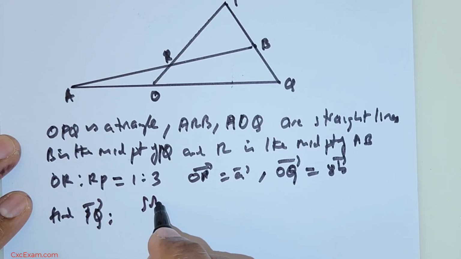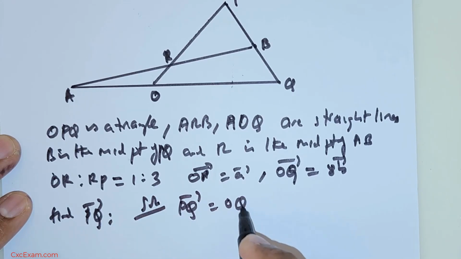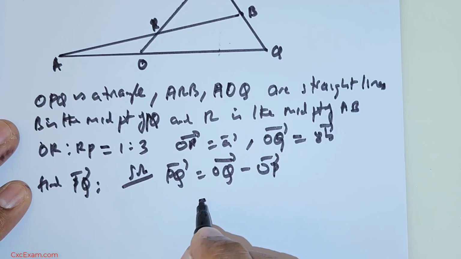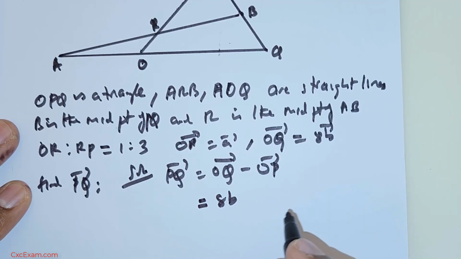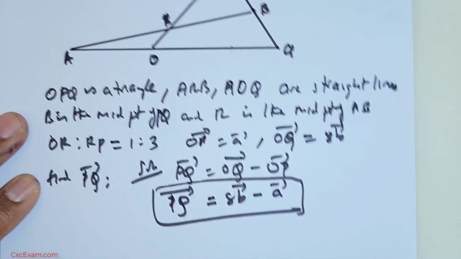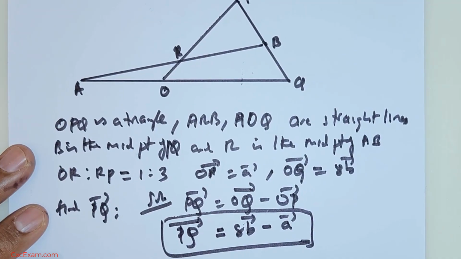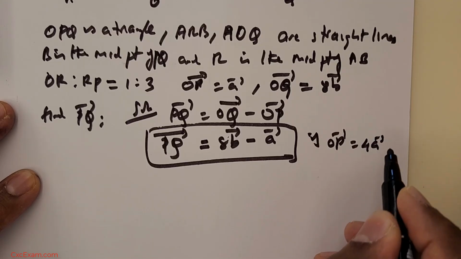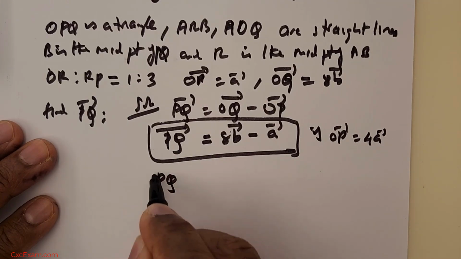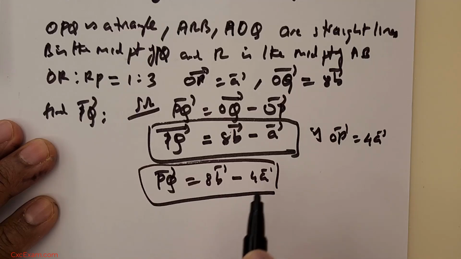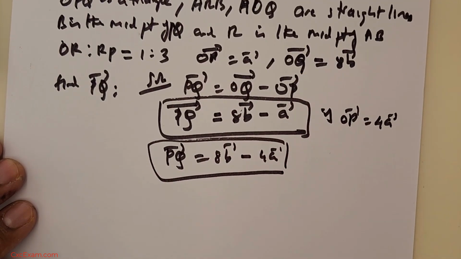So solution, okay, PQ vector is written as OQ vector minus OP vector. Now OQ vector is 8B vector and OP vector is A vector. So therefore PQ vector is this. Okay, that's the solution for this question. Now if OP vector is given as some other value, say 4A vector, then this is going to be rewritten as PQ vector is equal to 8B vector negative 4A vector. Okay, so that is the outcome.